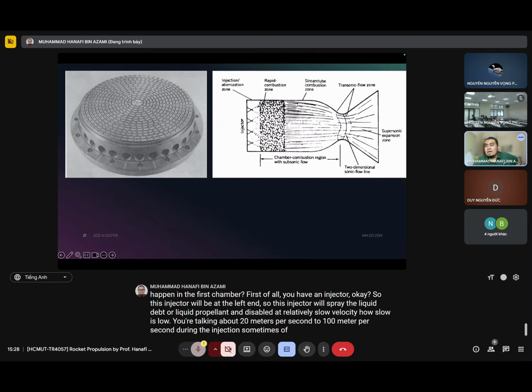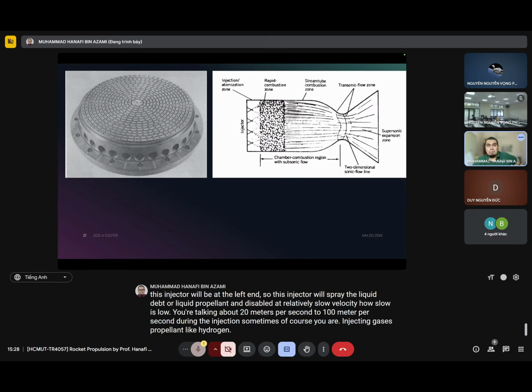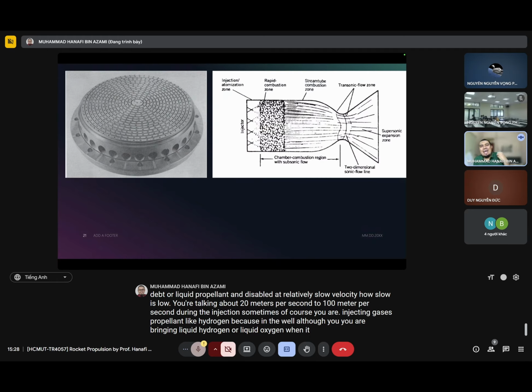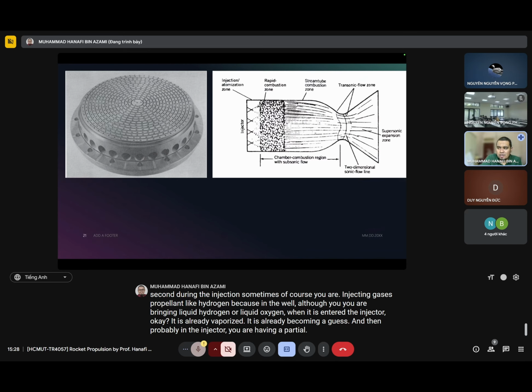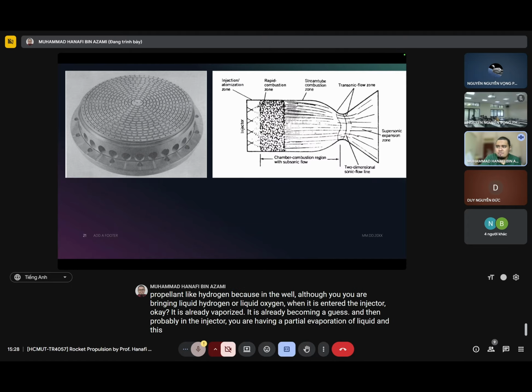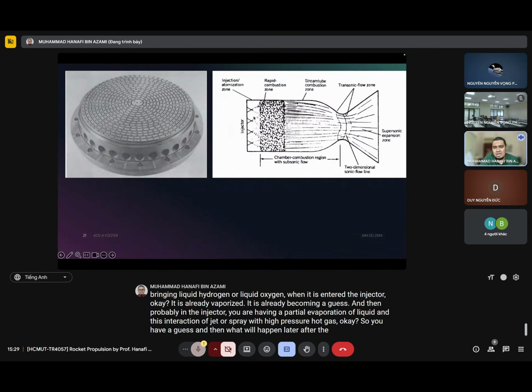Sometimes, of course, you are injecting gas propellant like hydrogen, because although you are bringing liquid hydrogen or liquid oxygen, when it enters the injector it is already vaporized, already becoming a gas. And then probably in the injector you have a partial evaporation of liquid, and this interaction of jet or spray with high pressure hot gas.